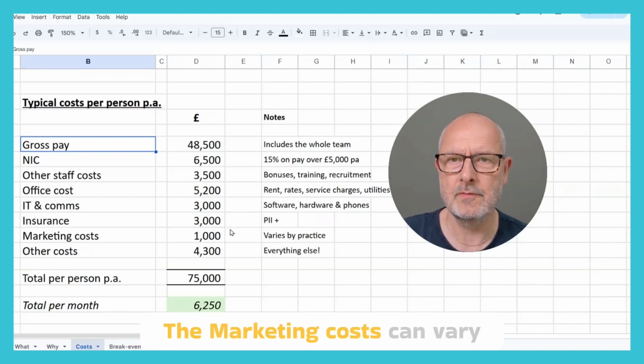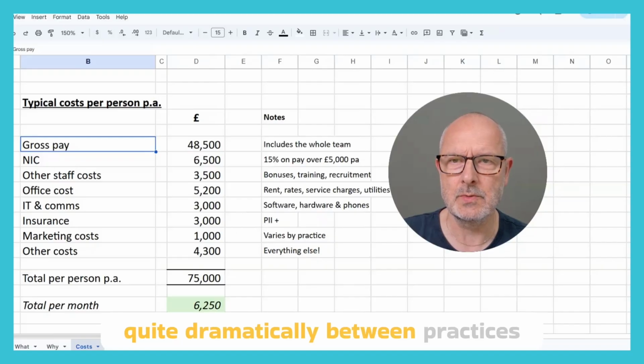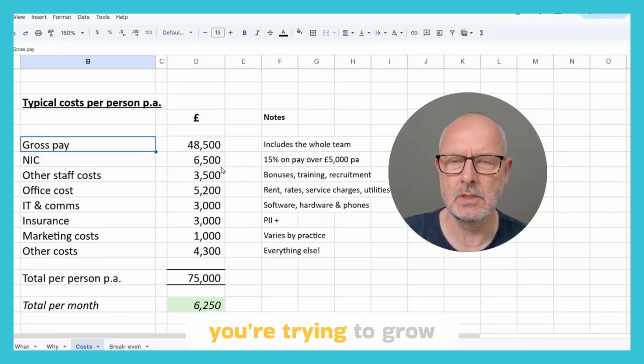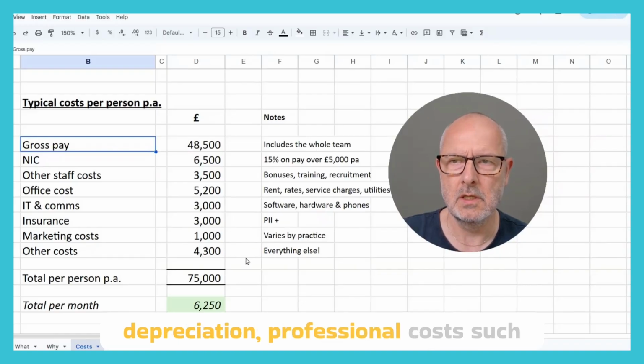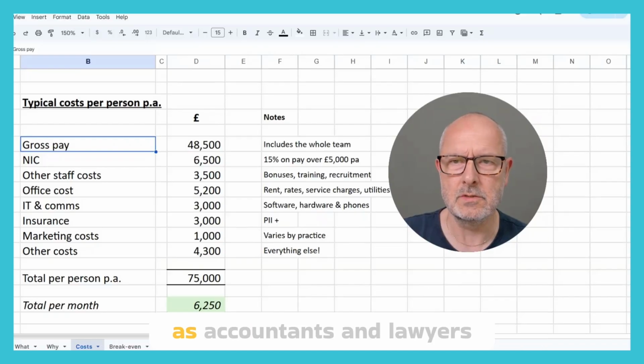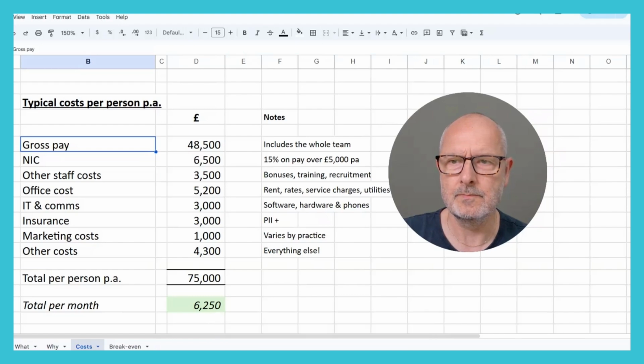The marketing costs can vary quite dramatically between practices and depending on whether you're trying to grow quickly or not. And then there's about £4,300 worth of other costs, which is a bucket which covers all sorts of things, including depreciation, professional costs such as accountants and lawyers, and a whole host of other things. So in total, £6,250 per month per person.